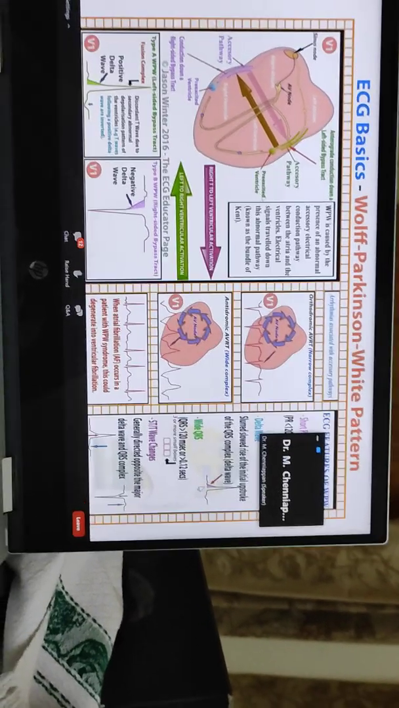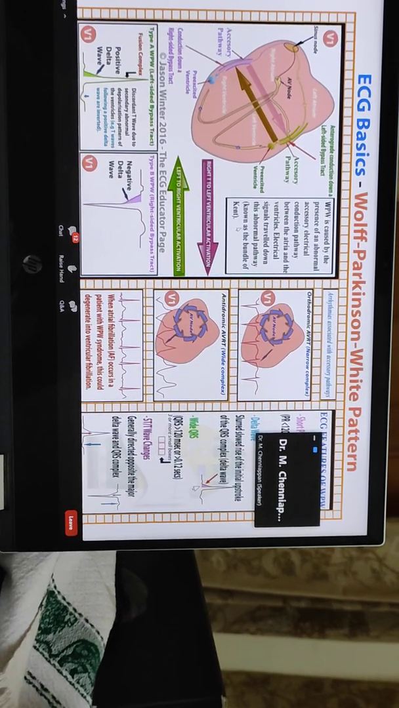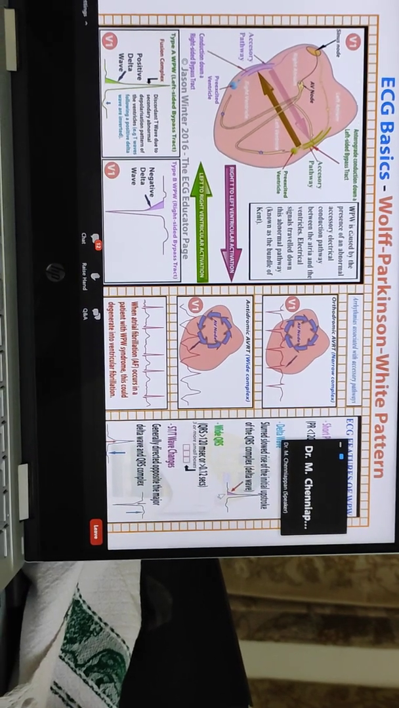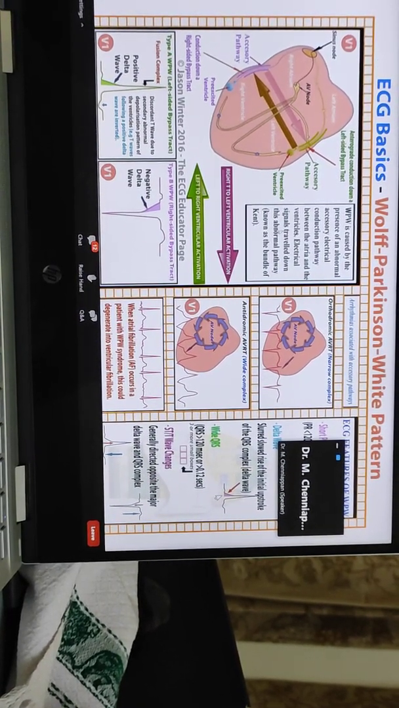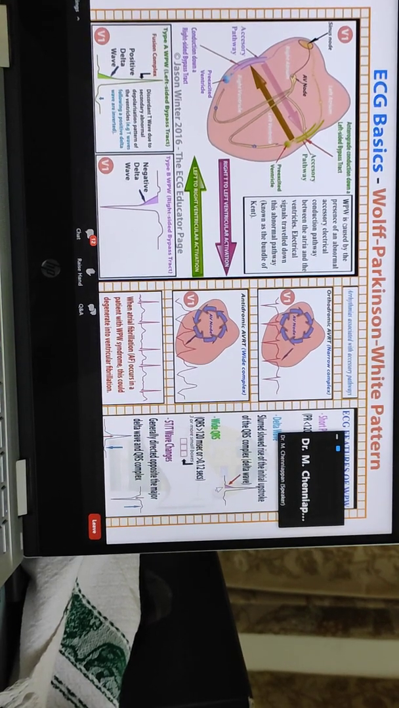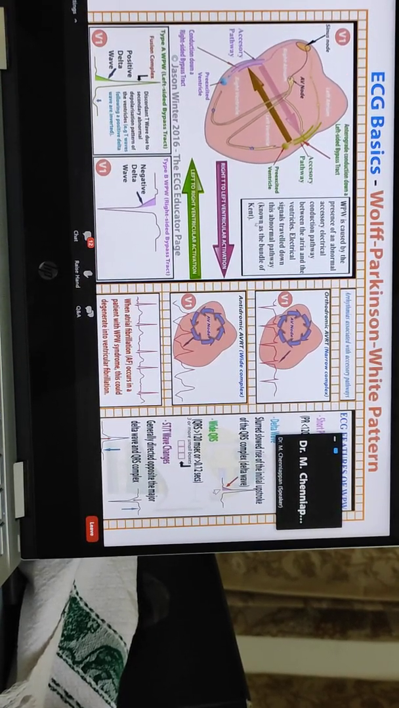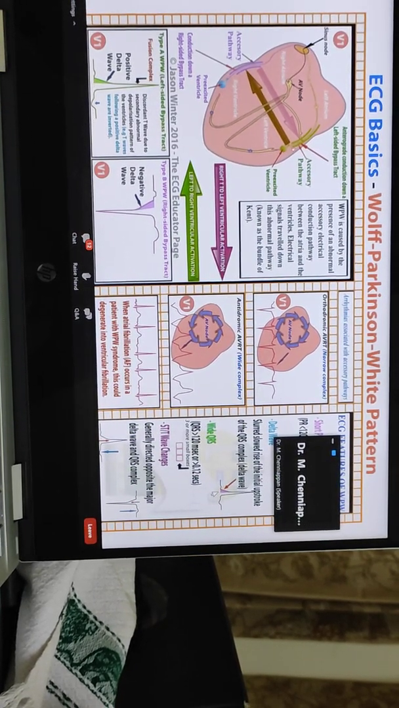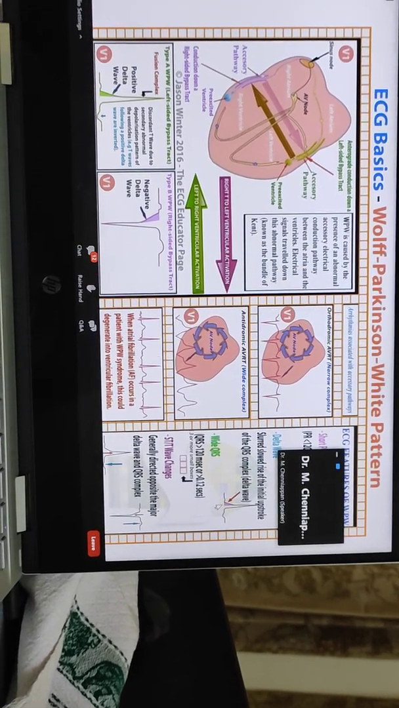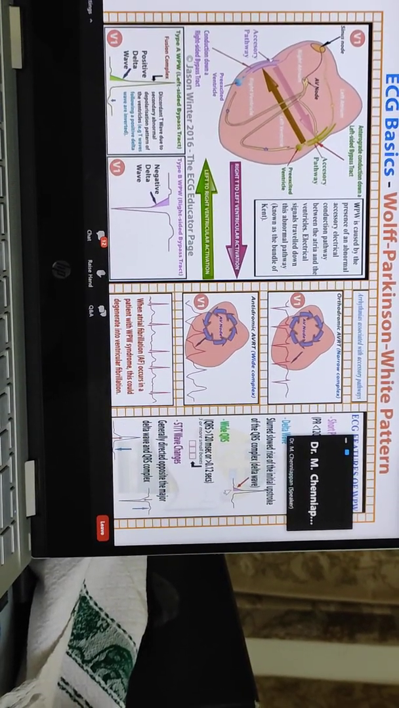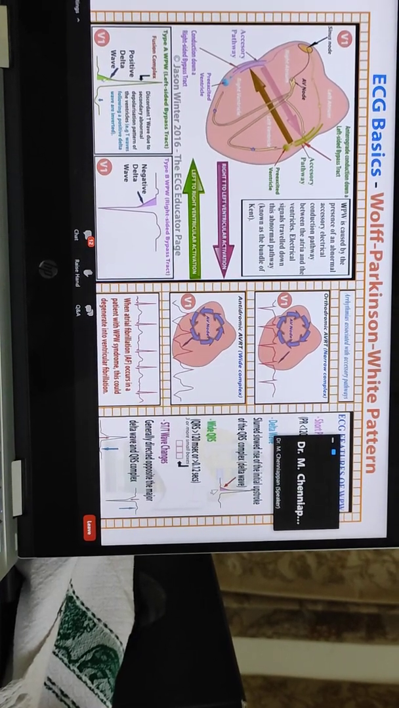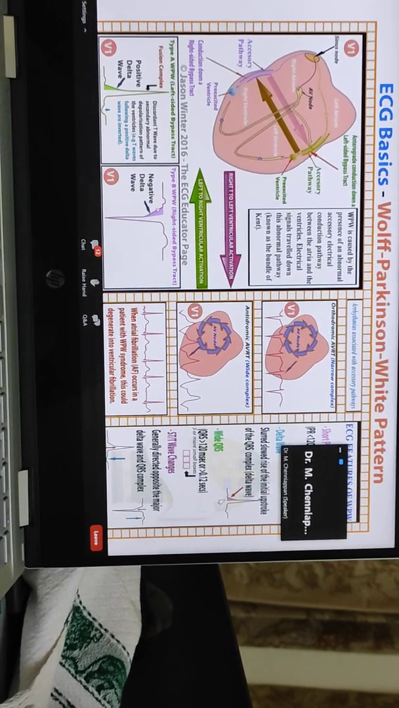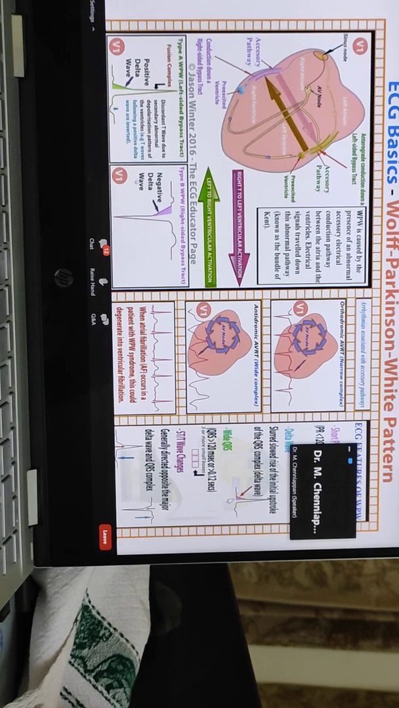To sum up my talk, a lot of pre-excitation pathways are there. The Kent bundle is connecting atrium to the ventricle: short PR and delta wave. James bundle is connecting atrium to the His bundle: short PR, normal QRS. Mahaim fibers are conducting nodoventricular or fasciculoventricular: normal PR with delta wave. The commonest accessory pathway is the Kent bundle, which can be on the right side or on the left side. If it is on the left side, you will have a positive delta wave in V1. If the delta wave is negative in V1, it is a right-sided accessory pathway.